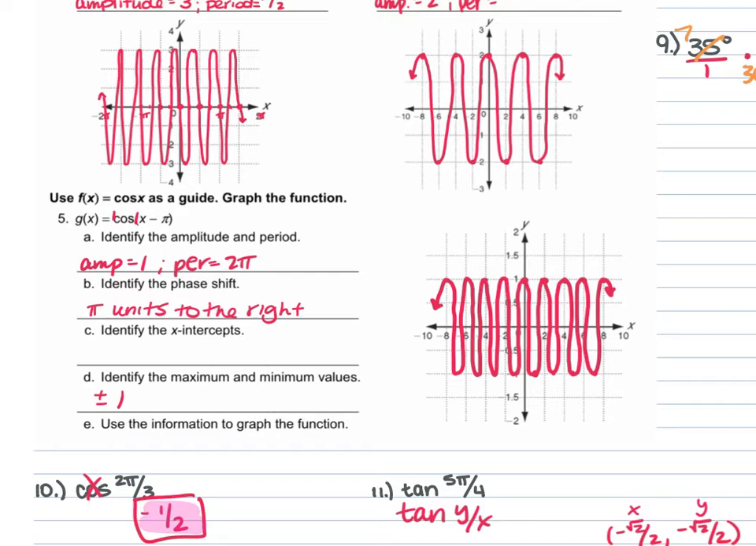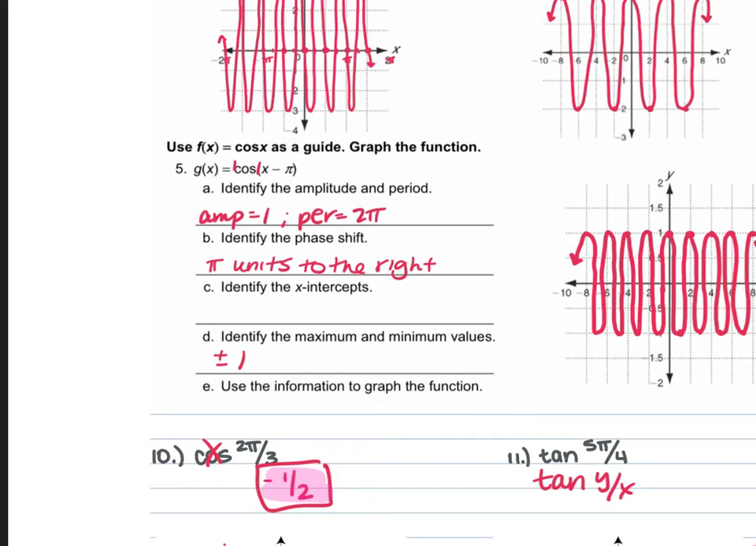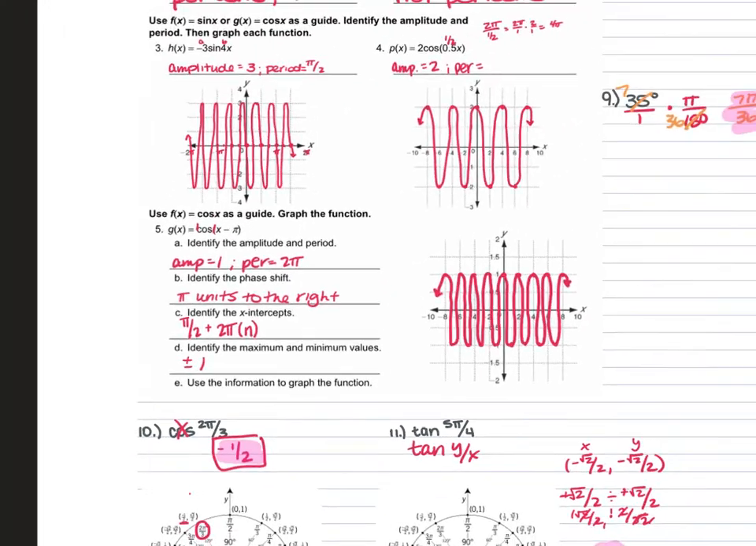So your x-intercepts here are those values that go through your x-axis. It's going to be halfway between 1 pi, and that would be half pi. So we have half pi plus 2 pi times n for the x-intercepts.